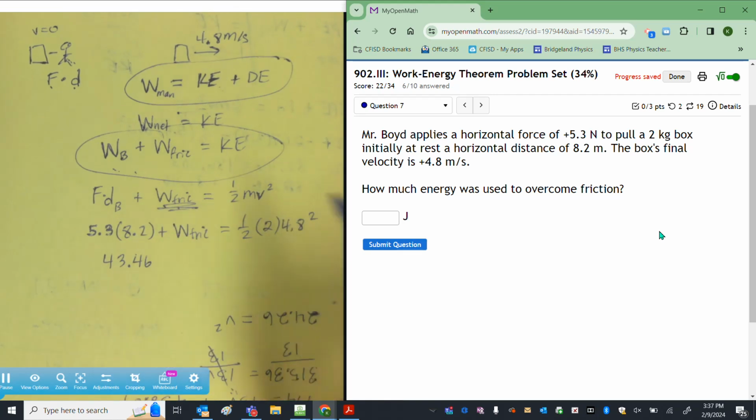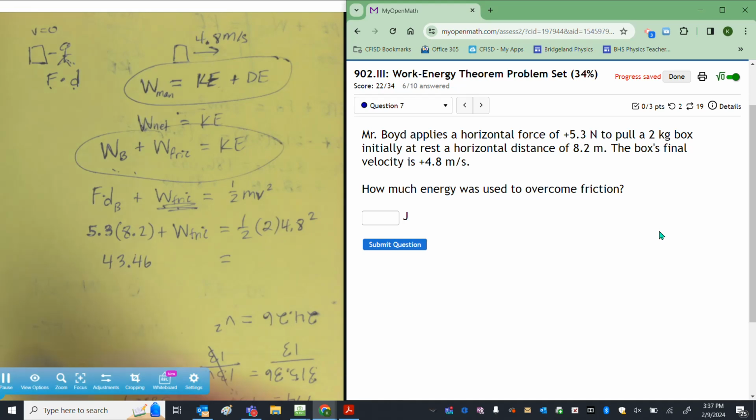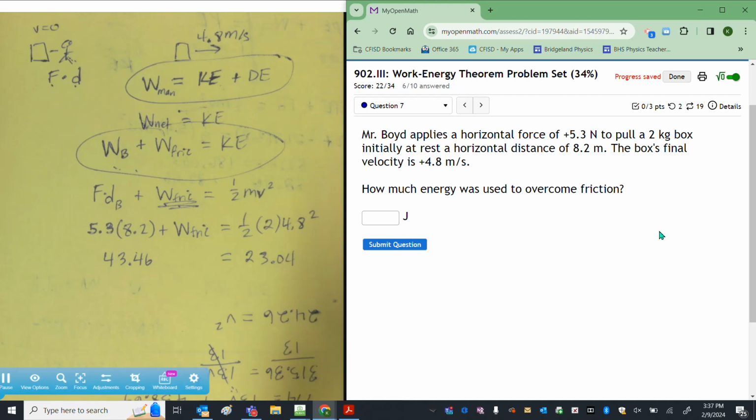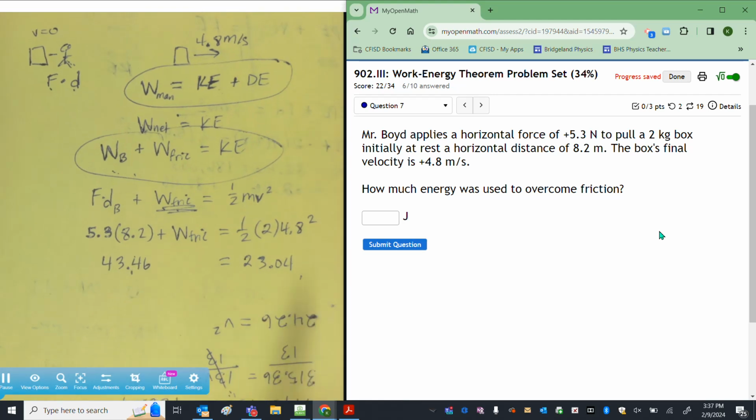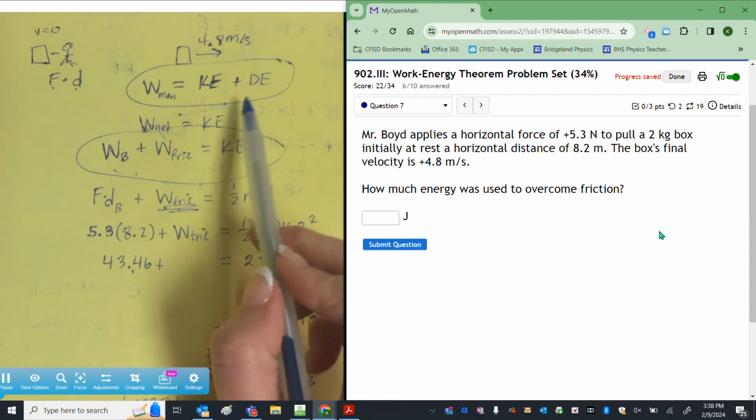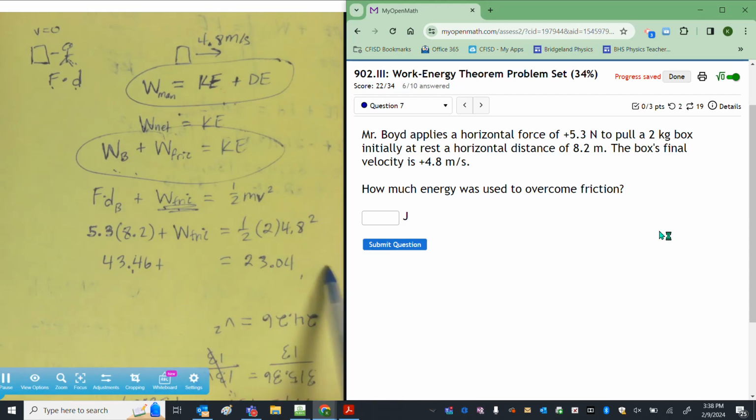Over here, how fast it's moving, 0.5 times 2 times 4.8 squared is 23.04. So if you had solved it in steps and said, okay, here's his work, okay, here's the KE, are they equal? You'd already know they're not. And you would know that you could subtract to find the difference. This is already building it into the equation. If you had used this equation, you would just be building it in on this side instead of this side.